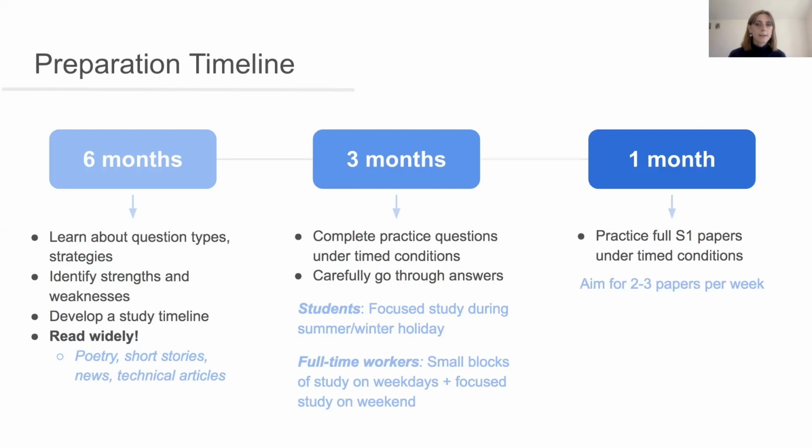1 month out from the exam, try to start practicing full Section 1 papers under timed conditions. If you can aim for 2 to 3 of these per week, it'll put you in very good stead and you'll be confident going into the exam. So in general, the key takeaways from this timeline are that 3-month mark for focused study and a bit more time to familiarize yourself with the test and these types of passages, particularly if English is your second language.